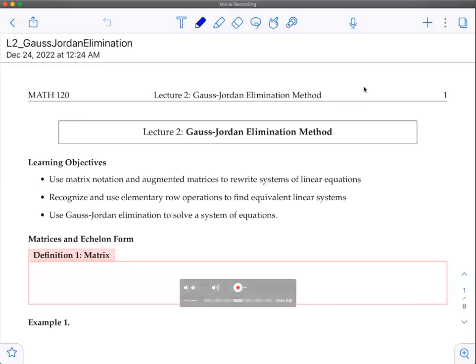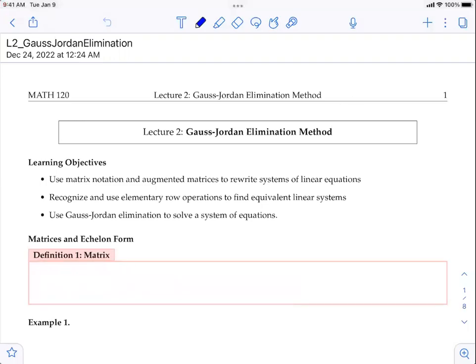Hello everyone, this is the second lecture, the Gauss-Jordan elimination method. In lecture 1, you learned about systems of linear equations and two techniques to solve for their solutions: the substitution method and the elimination method. In this lecture, we're going to learn another method to solve systems of linear equations. This is called the Gauss-Jordan elimination method.